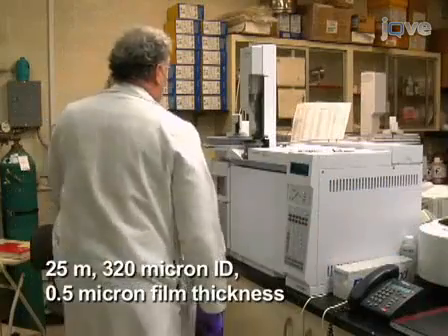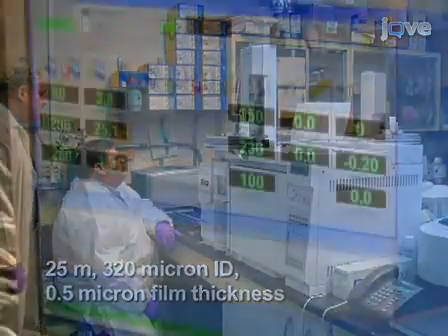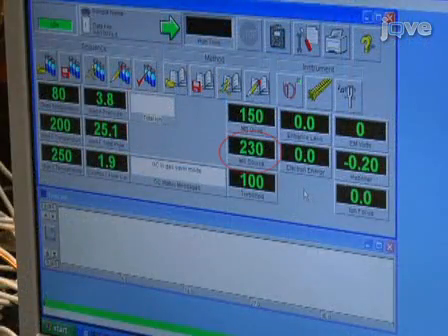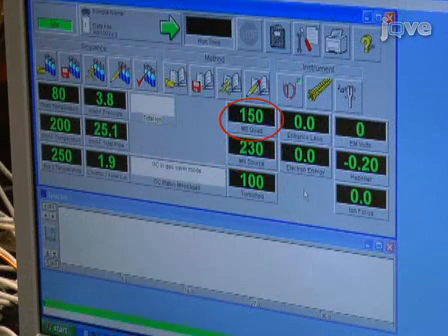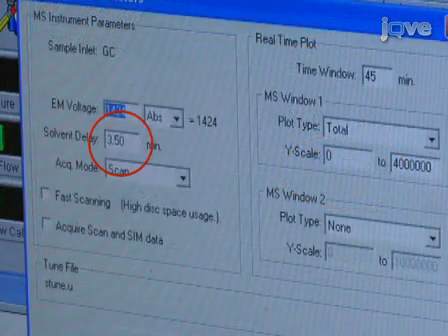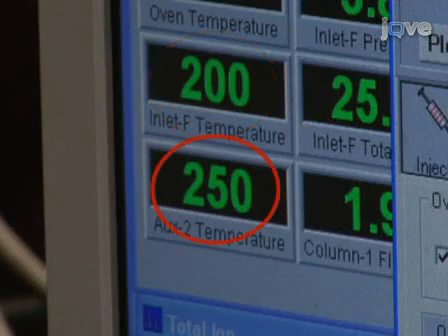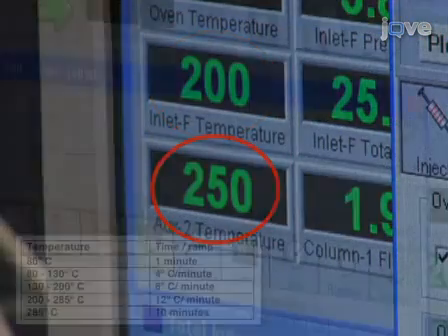The Agilent 5975 GCMS is used here with a DB-5 capillary. For the mass spec, set the source to 230 degrees Celsius, the quad to 150 degrees Celsius, and the scan mass range to 50 to 650 AMU at 2.46 scans per second. Solvent delay is at 3.5 minutes. The instrument temperatures are 200 degrees Celsius for the injector and 250 degrees Celsius for the interface.